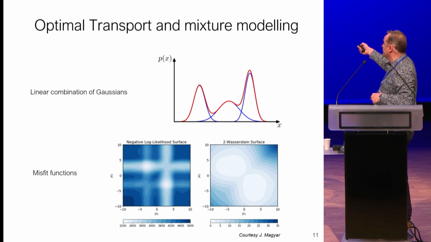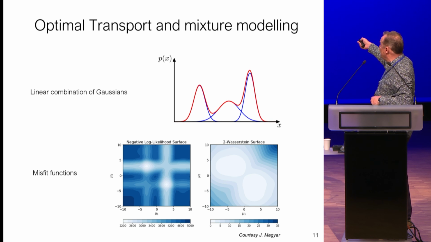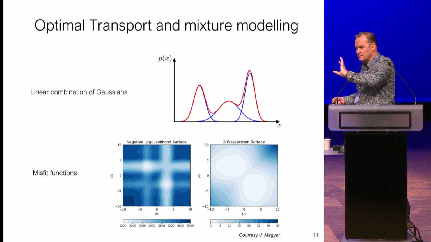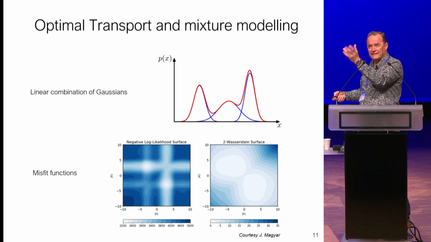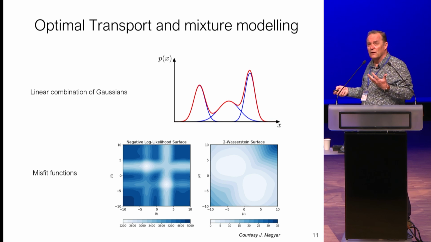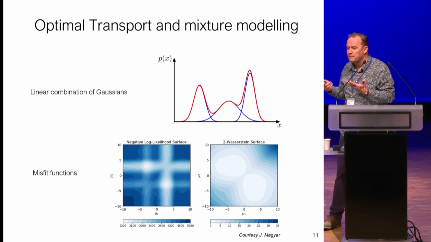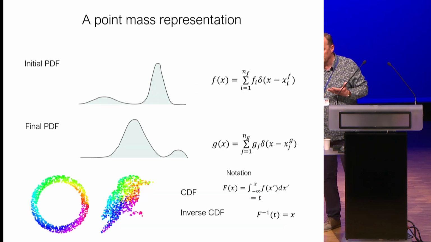This is the optimal transport misfit surface, the Wasserstein distance. It's symmetric about the diagonal, of course, because you can interchange the two means. It doesn't actually matter, so it's only half of the diagonal of this figure that makes any sense. And it's just got a single local minimum rather than multiple in a least squares sense. And this is the point I want to explore in the next few slides.